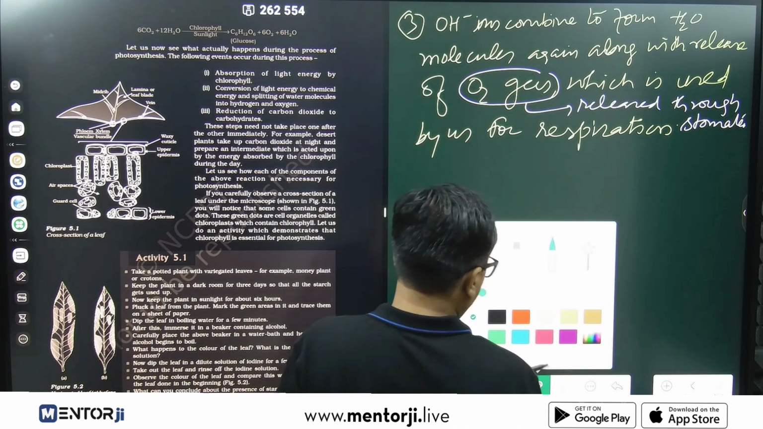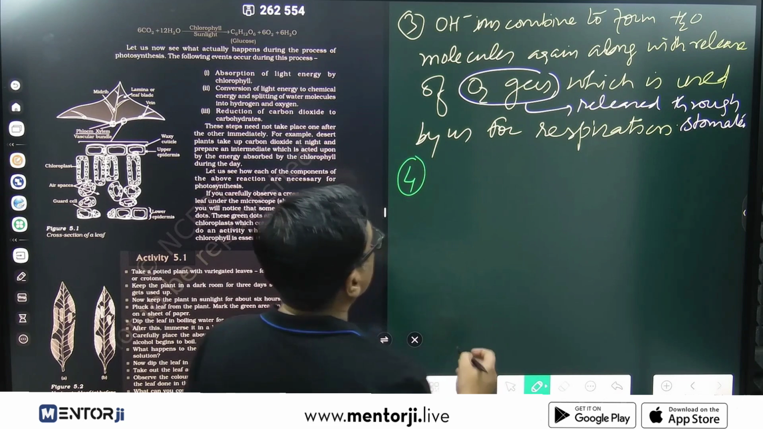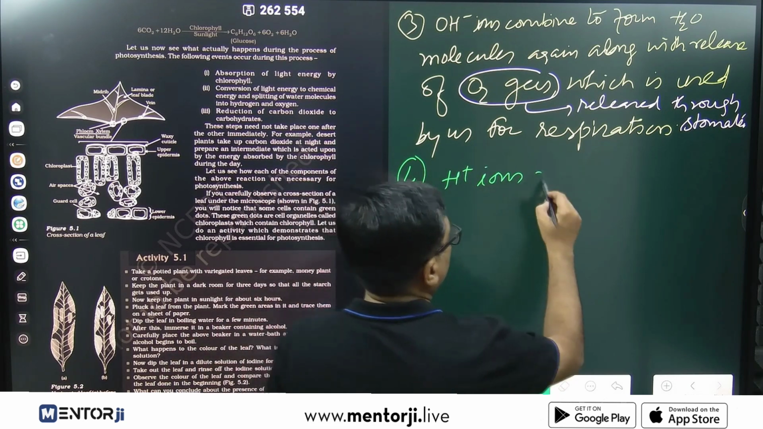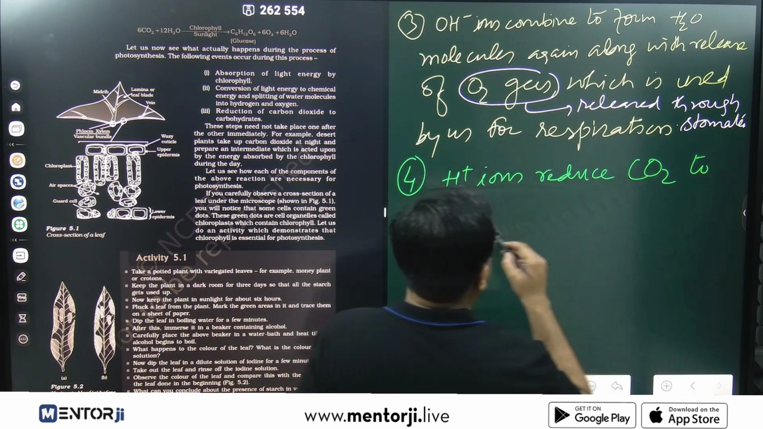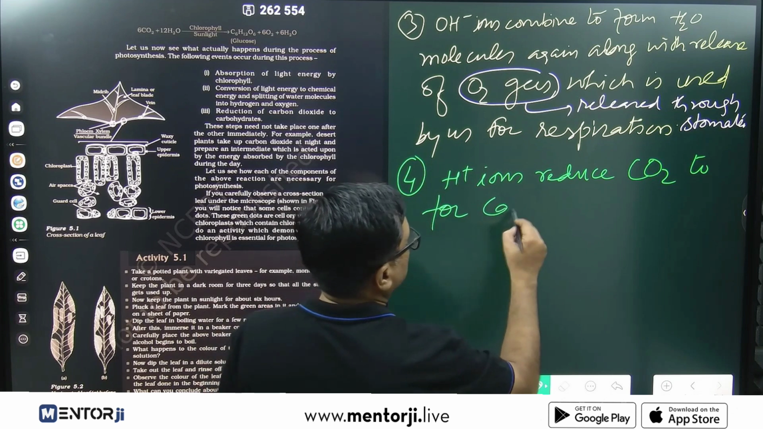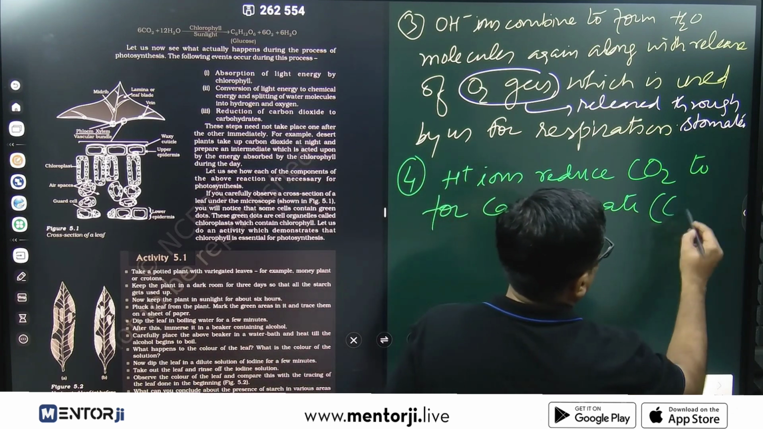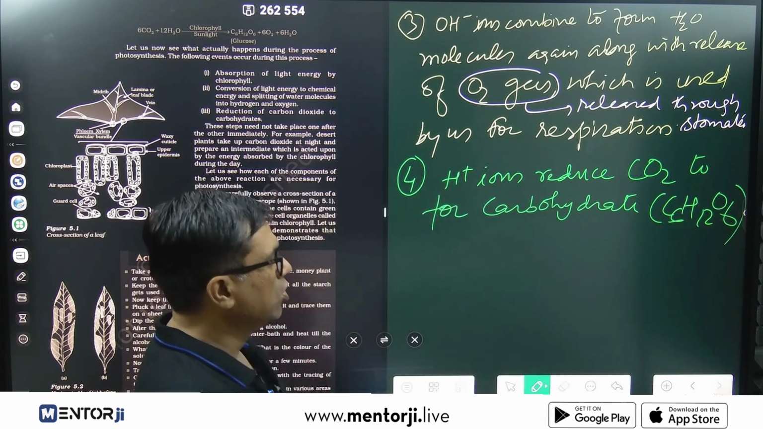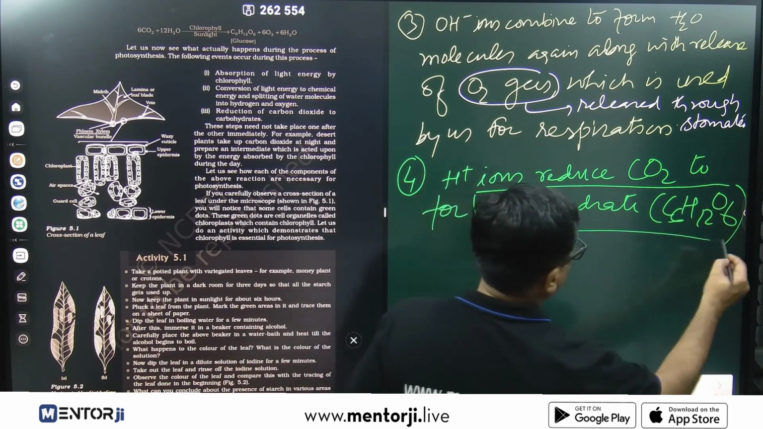Next is the fourth point. Fourth, H ions are left now. These H ions reduce CO2 to form carbohydrate, and this carbohydrate is nothing but glucose. Now this is the last step.